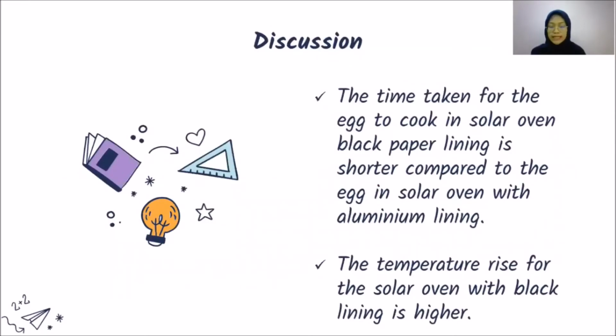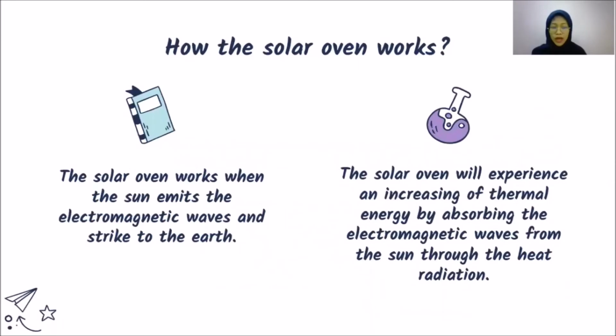So for the discussion, the time taken for the egg to cook in the solar oven with black pepper lining is shorter compared to the egg in the solar oven with aluminum lining. It's because the temperature rise for the solar oven with black lining is higher. So how does the solar oven work? The solar oven works when the sun emits electromagnetic rays that strike the earth, and the oven will experience an increase of thermal energy by absorbing the electromagnetic rays from the sun through heat radiation.